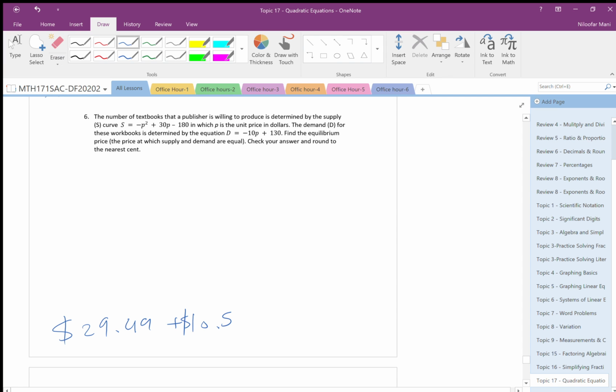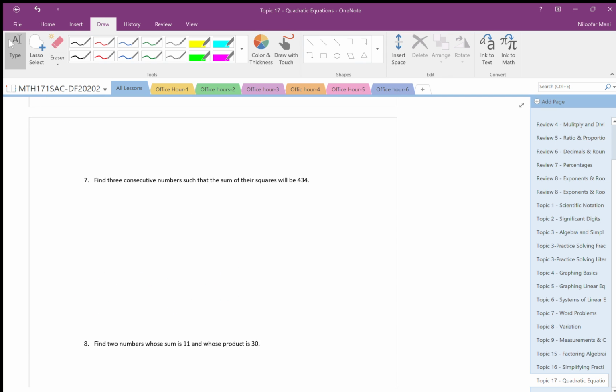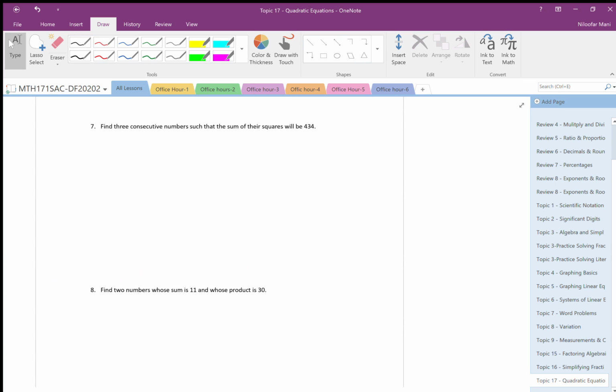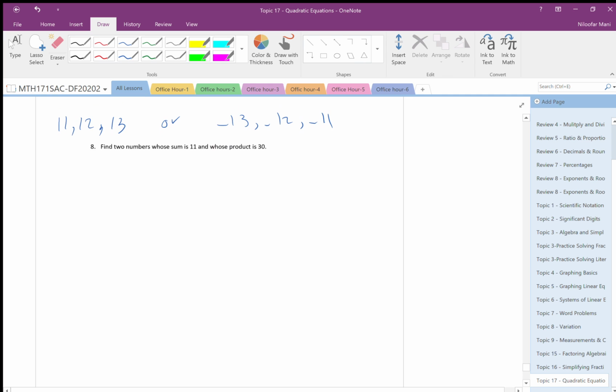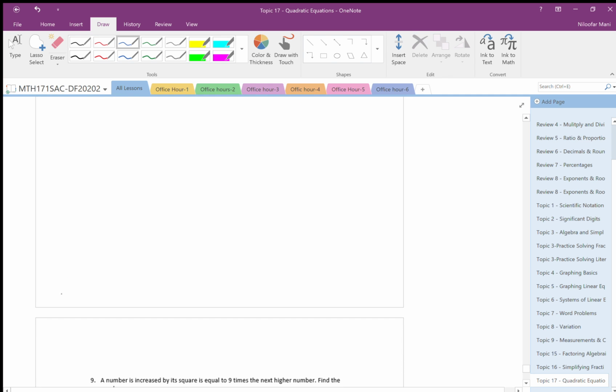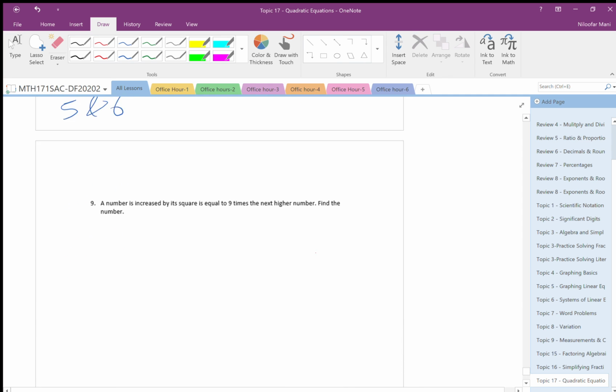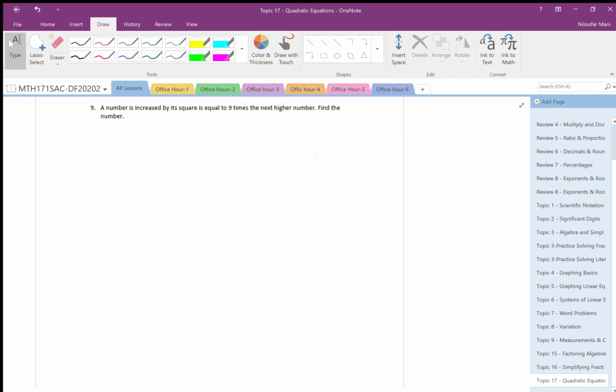Okay, I want you to work on them. If you have questions, let me know. Okay, so this one and this one and this one, or this one and this one and this one. How about here? Find two numbers whose summation is this. Okay, so 5 and 6. Okay, so try to work on them.